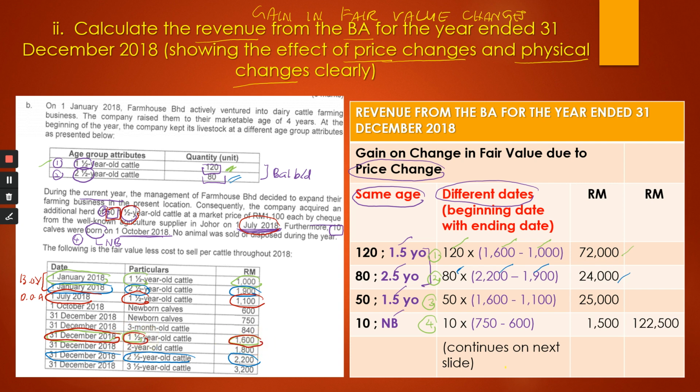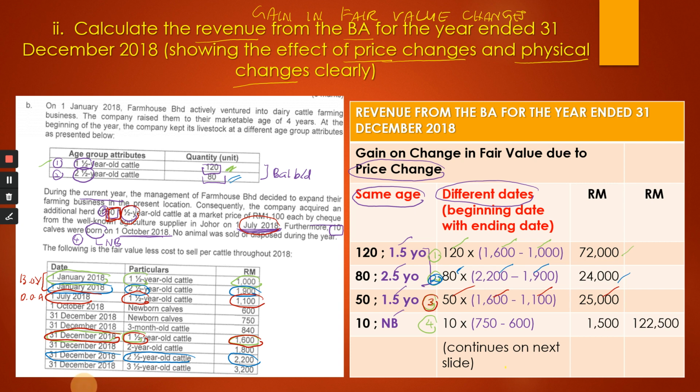1,006. So 1,006, 1,000. And the unit is this unit, 50. So times 50. You get to 25,000. So you are done with number 3. Earlier, what you were doing is for number 2. This is number 2. Okay, now we go and do the last one for the newborn.